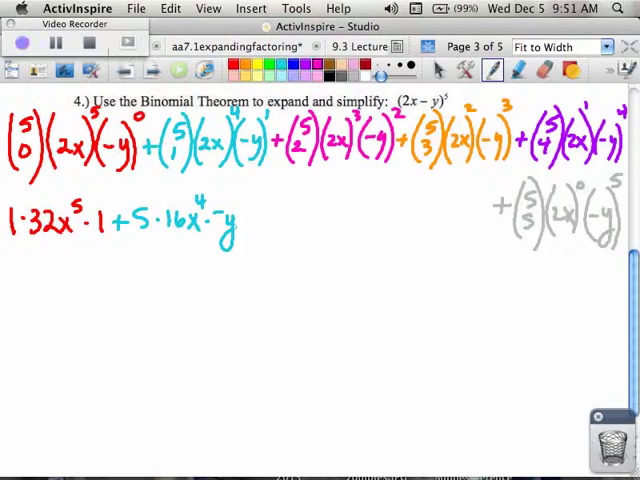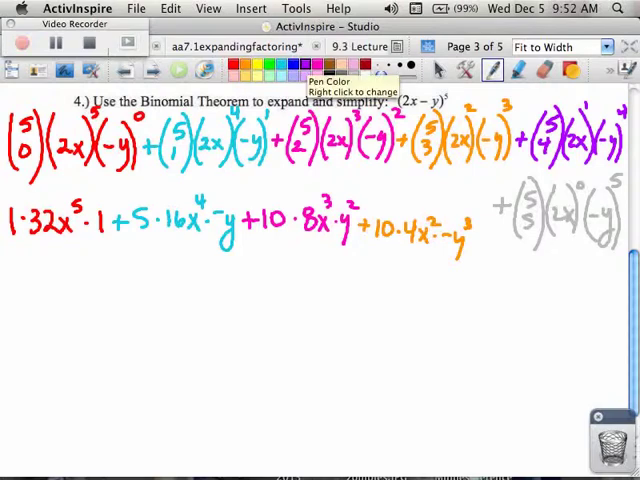Remember that you're not subtracting y, you're multiplying by negative y. Very important. 5 choose 2 is 10. 2 cubed is 8. Then I have x3. Negative y squared is positive y squared. In the orange, 5 choose 3 and 5 choose 2 are the same, so that's also a 10. 2 squared is 4. Then I have x2. Negative y cubed is negative y to the 3rd power.